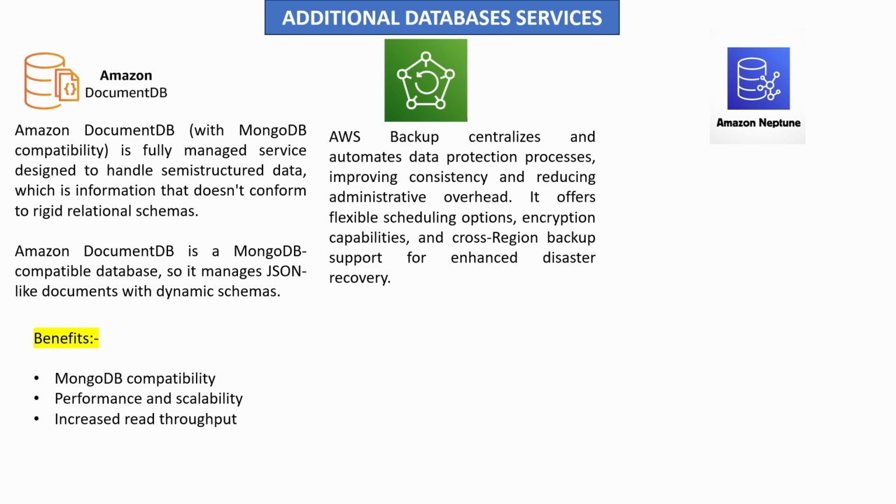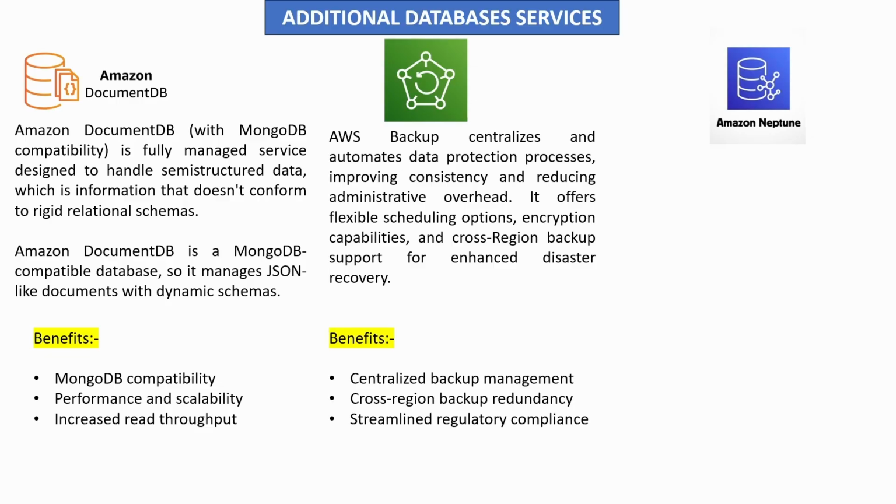It offers flexibility, scheduling options, encryption capabilities, and cross-region backup support for enhanced disaster recovery. Benefits include centralized backup management, cross-region backup redundancy, streamlined regulatory compliance, and lastly, we will be talking about AWS Neptune.